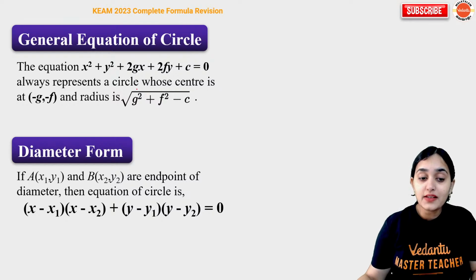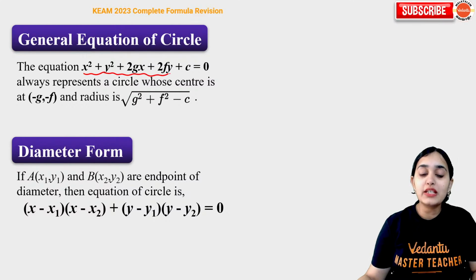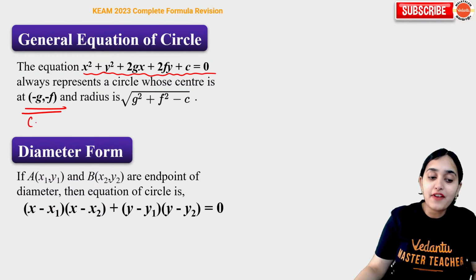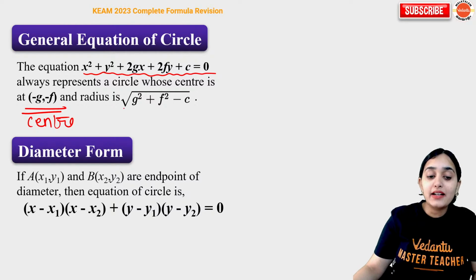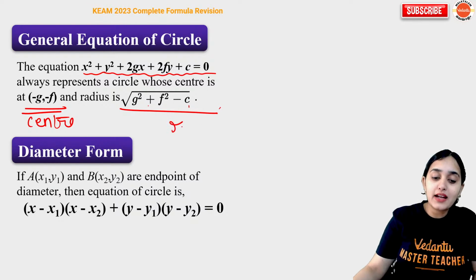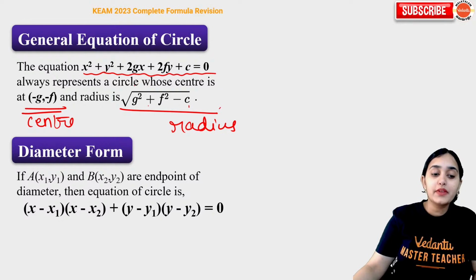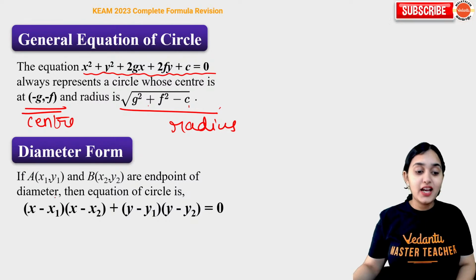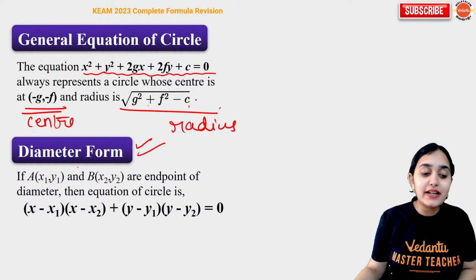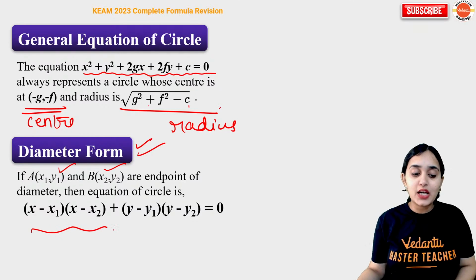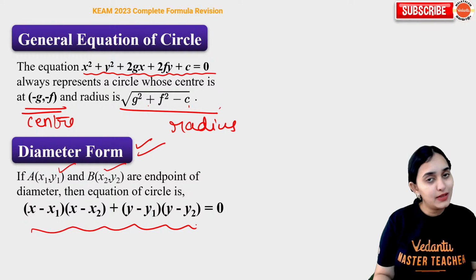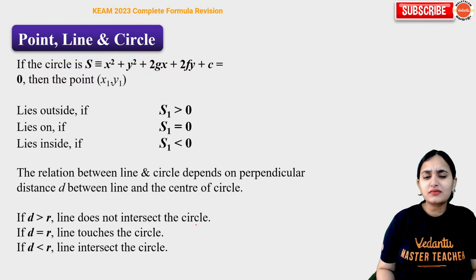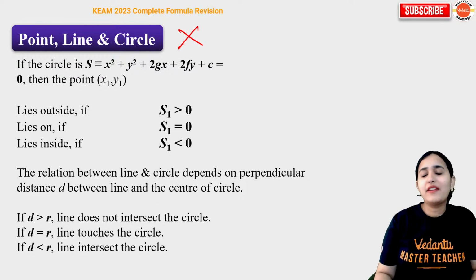Next, the general equation of a circle is given by x square plus y square plus 2gx plus 2fy plus c is equal to 0, where minus g and minus f are the center of the circle and root over g square plus f square minus c is the radius of the circle. Remember, minus g and minus f will be the center of the circle. Next, if the diameter end points x1, y1, x2, y2 are given, then the equation of the circle formula will be this. Next, point, line and a circle. Now this is not important, never asked in the KEAM exam.